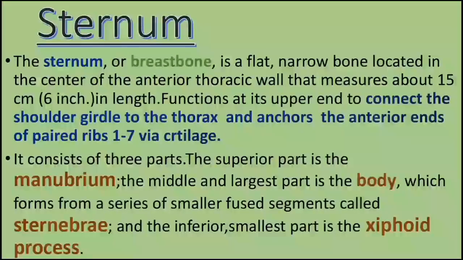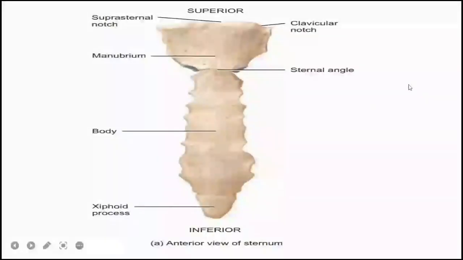It consists of 3 parts. The superior part is the manubrium, the middle and largest part is the body, which forms from a series of smaller fused segments called sternebrae, and the inferior smallest part is the xiphoid process. So this is the division of the sternum: from the superior, the manubrium, then the body, the largest middle part, and finally the xiphoid process. In some instances it may not be seen, but let's check on that.